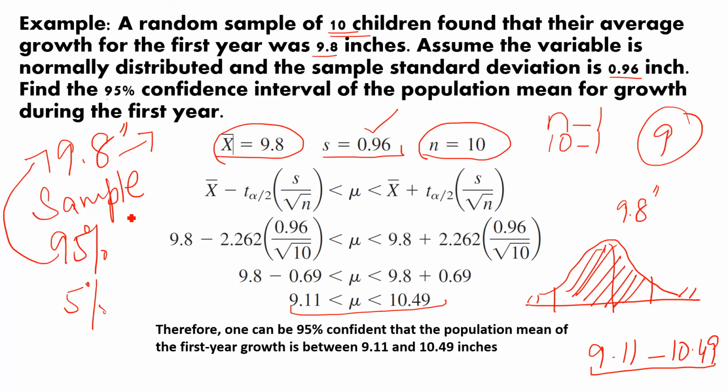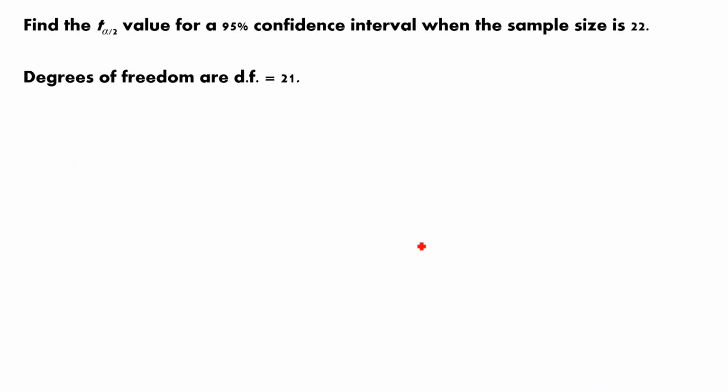95% confident. If I will say I am 99% confident that the growth of the first year is 9.8 inches, if I increase my confidence level, then I have to increase this width as well. Maybe I will say 8.5 to 12. Right, so therefore one can be 95% confident that population mean of the first year growth is between 9.1 inches to 10.49 inches. I hope this is clear.